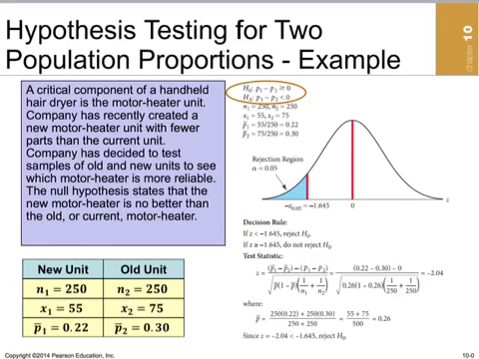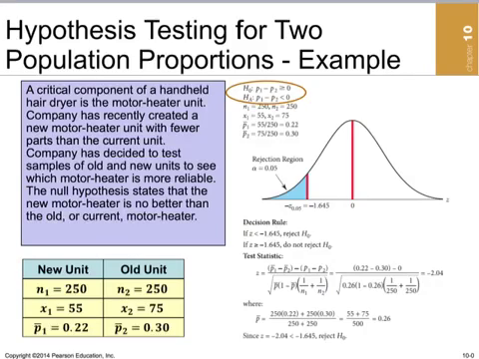Let's take a look at this example which deals with case 1. And case 1, you may recall, is the case where in the null hypothesis, we assume that the difference between the population proportions would be 0. So here's the example. A critical component of a handheld hairdryer is the motor heater unit. A company has recently created a new motor heater unit with fewer parts than the current unit. The company has decided to test samples of old and new units to see which motor heater is more reliable. The null hypothesis states that the new motor heater is no better than the old motor heater. So, in essence, we want to check whether or not one is better than the other. In this case, we assume the new motor heater is better than the old, which is what is being tested here, a one-tailed test.